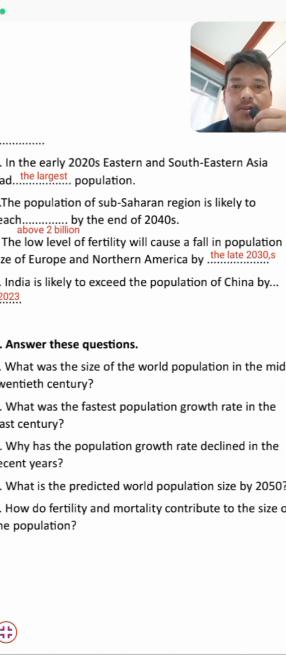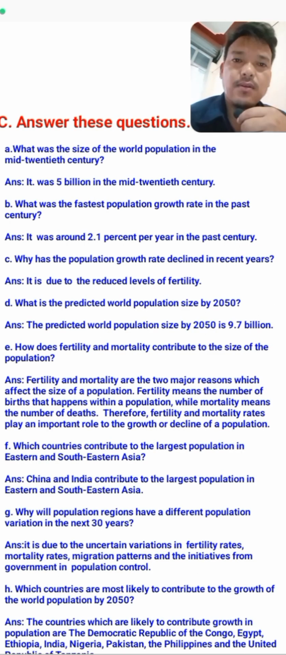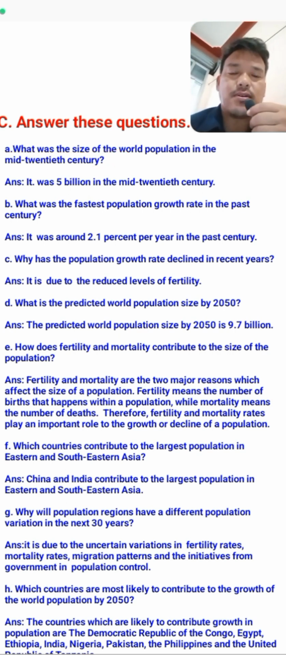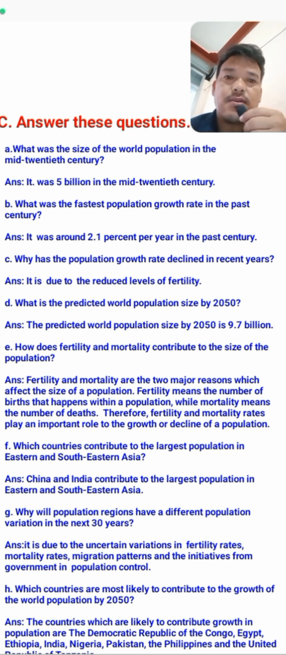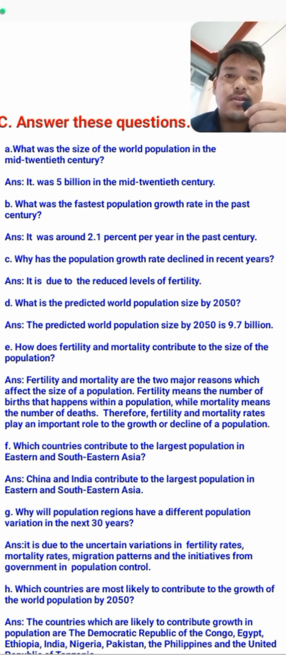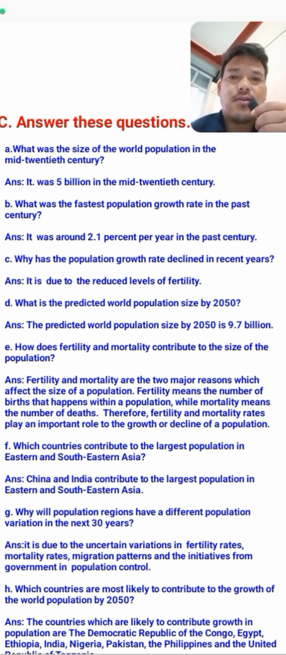Now we have a question. This is the question and answer exercise, number C. Students, now have a look at the answers to these questions. Students, these are the answers and questions that I have written here on a separate page, and you can write from here, and you can take help and clues. Students, the first question is, what was the size of the world population in the mid 20th century? The answer is, it was around 5 billion in the mid 20th century.